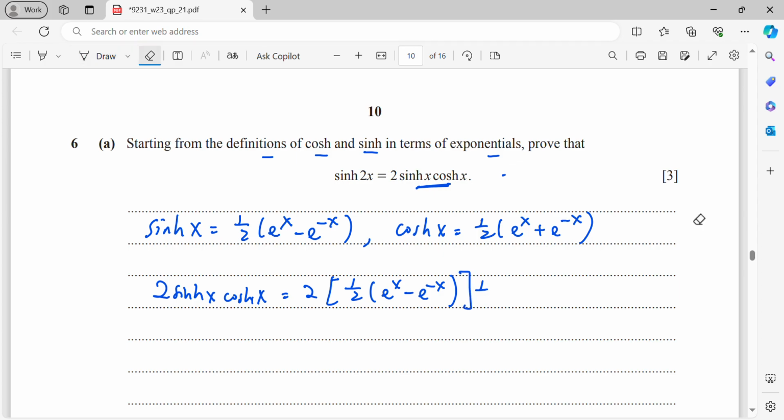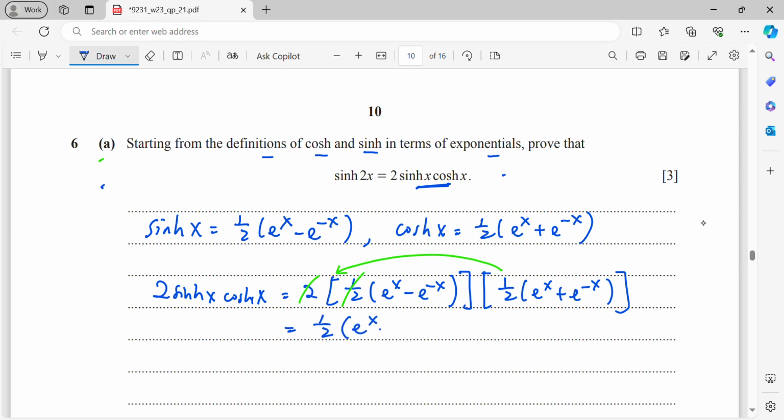Then times with half of e^x plus e^(-x). So from here, the 2 and the half can be cancelled off. This half, I will bring it to the front. So that means it will be half. Now, e^x minus e^(-x) times e^x plus e^(-x).